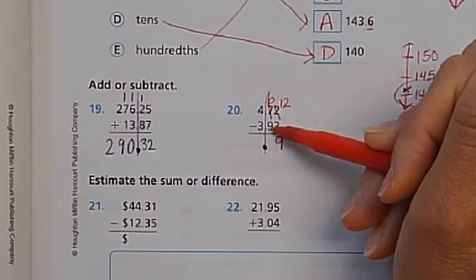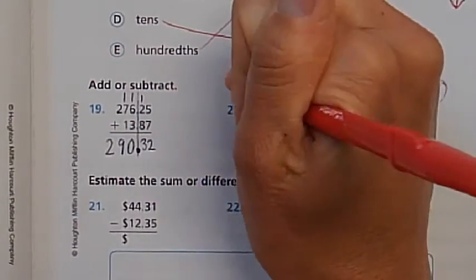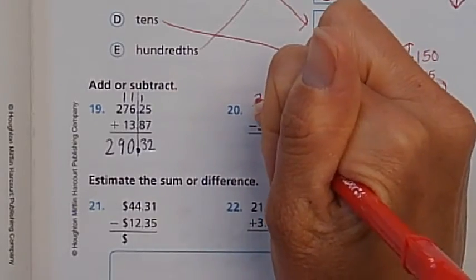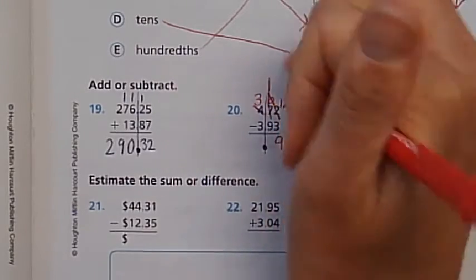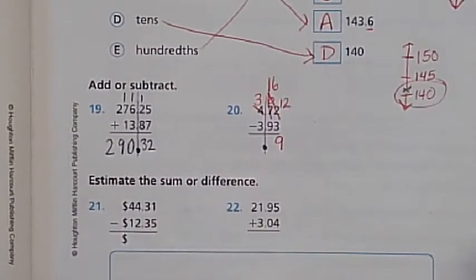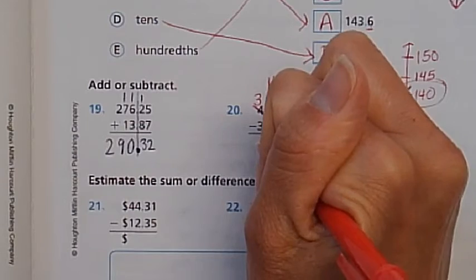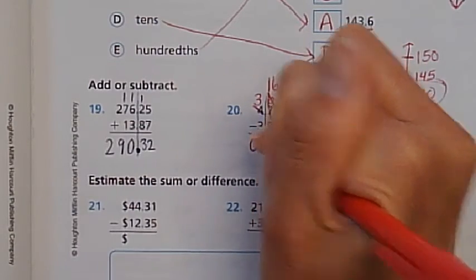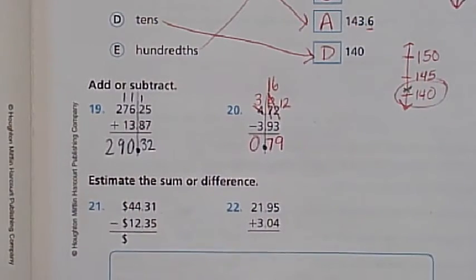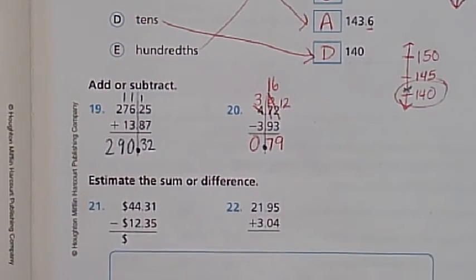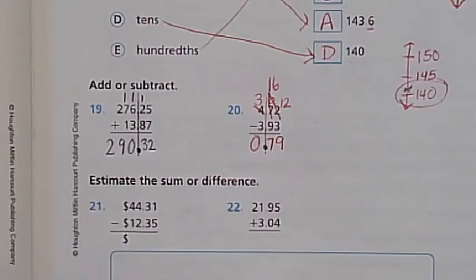And now I have 6 minus 9, which I can't do. I know this is a little blurry. I'm sorry, I was trying to get it a little closer. 4 becomes a 3, and the 6 becomes a 16. 16 minus 9 is 7. 3 minus 3 is 0. So again, just making sure that we're ungrouping or borrowing correctly as we go through.